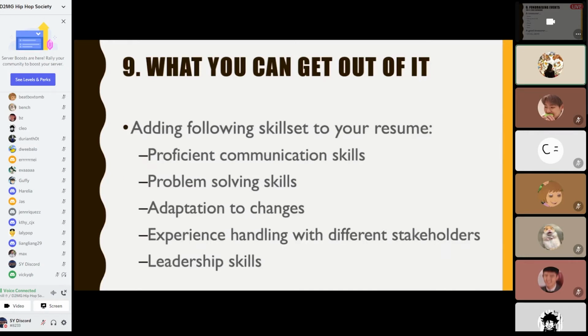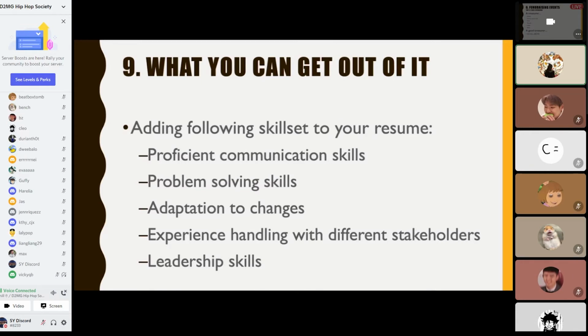And also, you will get the chance to add the following skill set to your resume. So you will have proficient communication skills because you will have to deal with a lot of mess. You have excellent problem-solving skills because you have to discover the problem if we are running low on our account balance, and then you have to come up with ways to solve it.